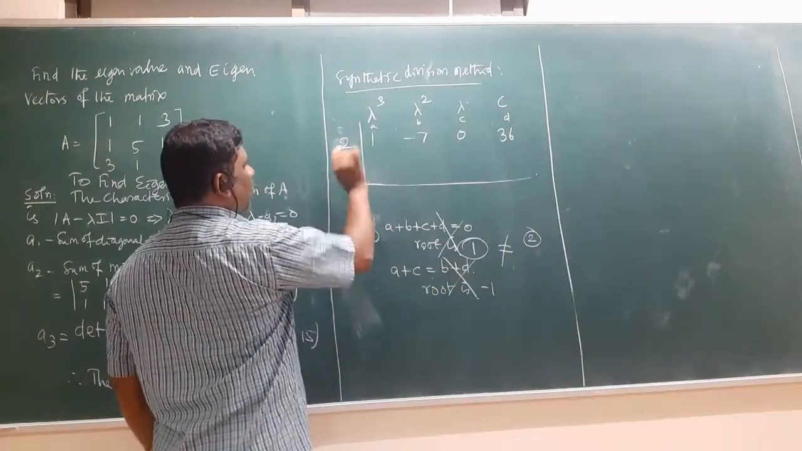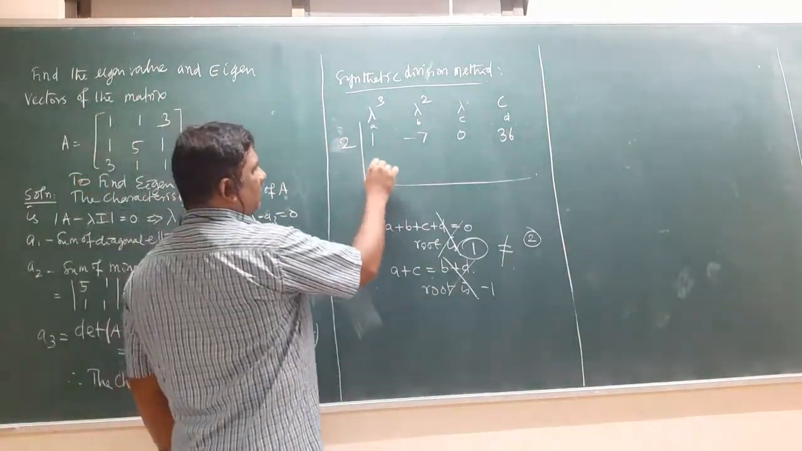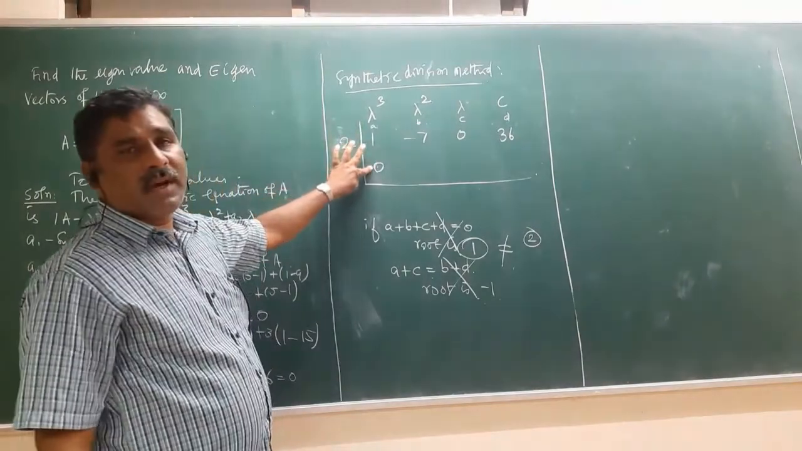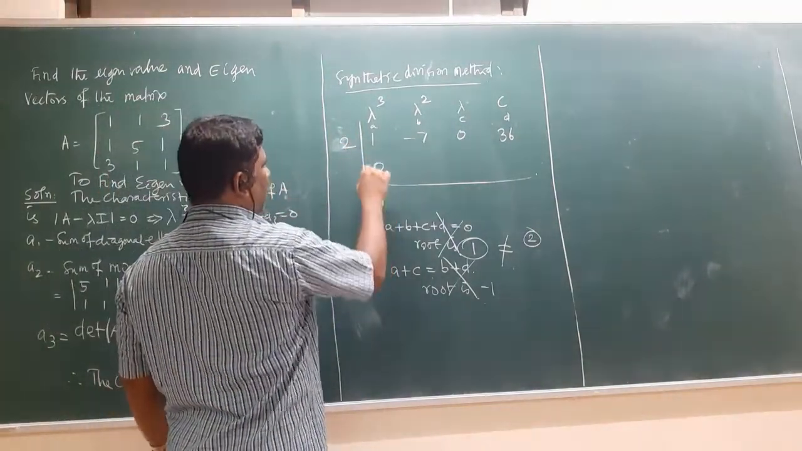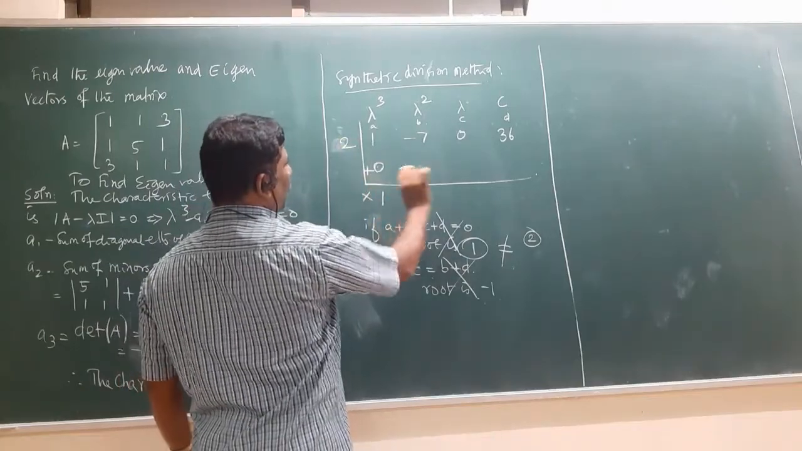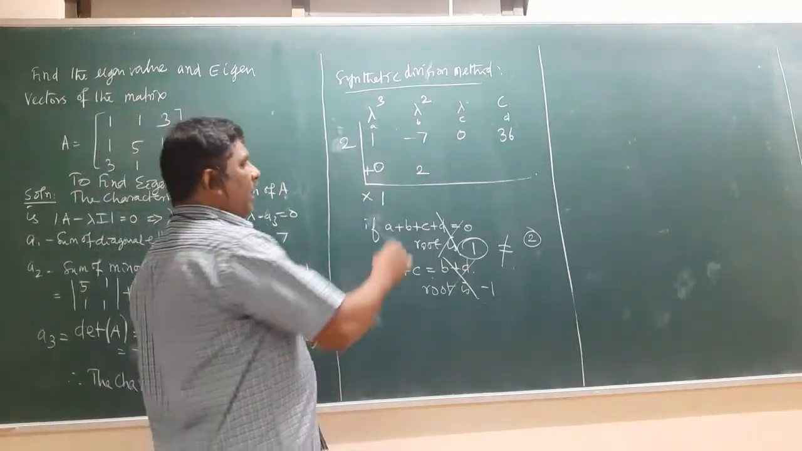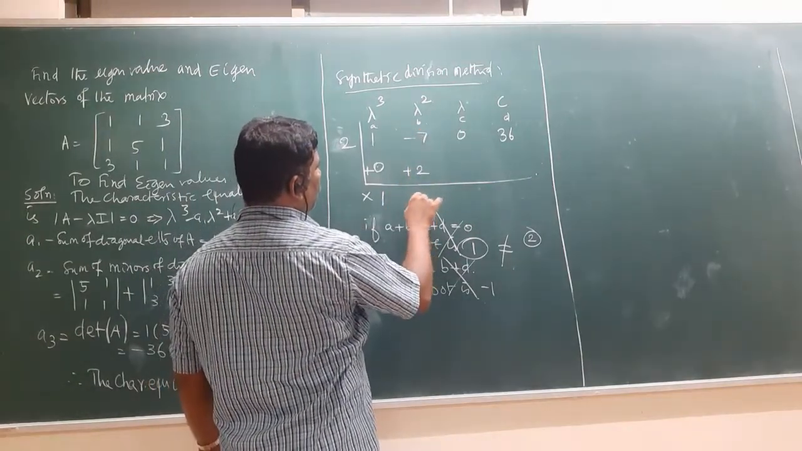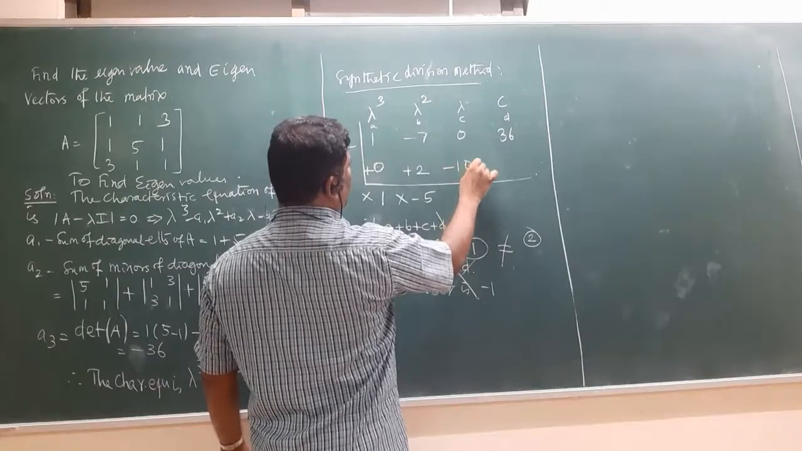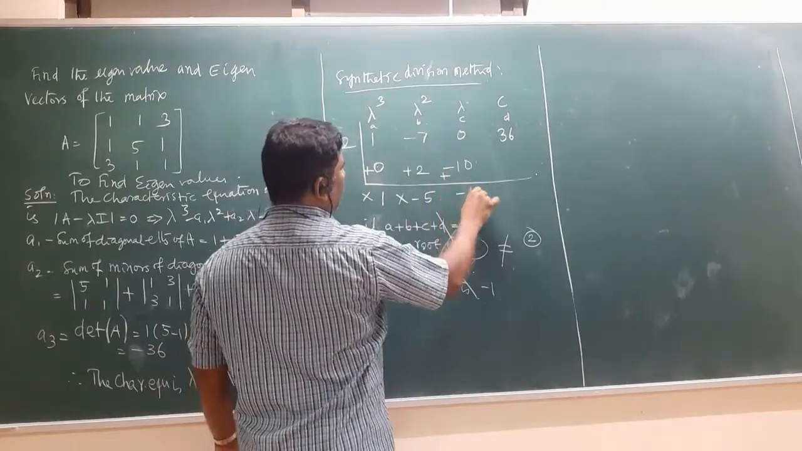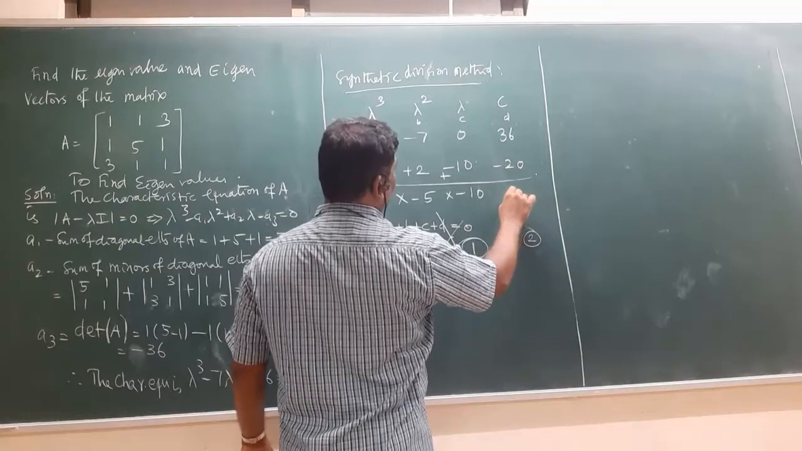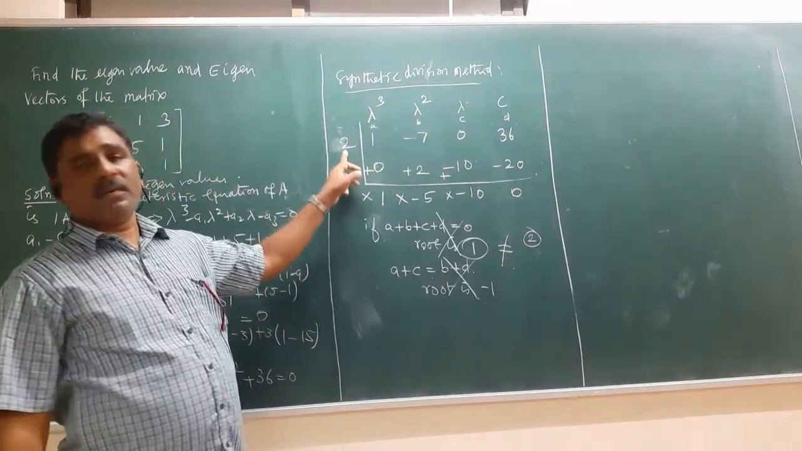So how to try 2? Put 2 here. First, arbitrarily we put 0 here. Adding this 1 and 0, you will get 1. Then multiply 2 into 1, we will get 2. Then adding, minus 7 plus 2 is minus 5. Now multiply that with 2: 2 into minus 5 is minus 10. Adding these two elements, minus 10. Then multiplying 2 into minus 10, minus 20. If you get that equal to 0, then 2 is the root.